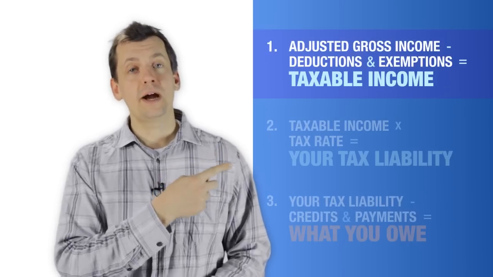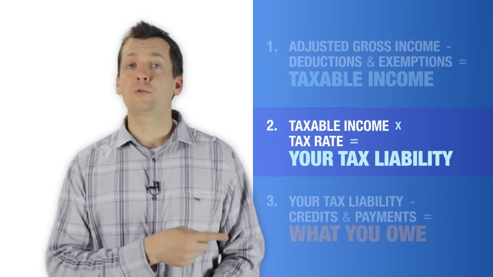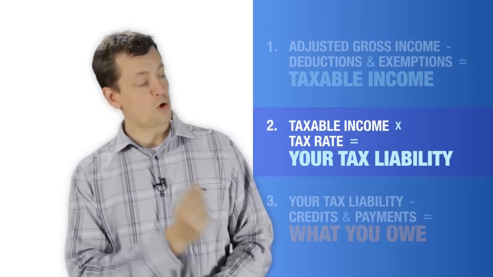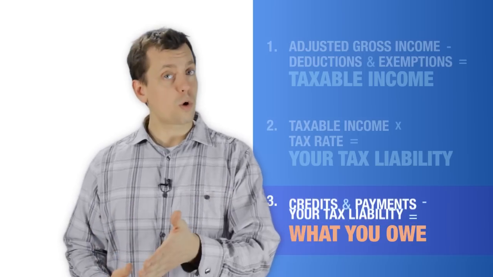There you have it. Adjusted gross income minus deductions and exemptions equals taxable income. Taxable income times tax rate equals your tax liability. Your tax liability minus credits and payments equals what you owe, or what you get back in a refund. If you can remember that basic structure, everything else is just details.